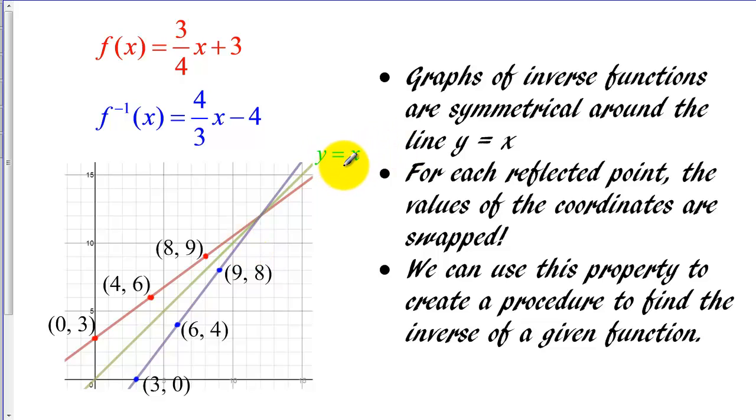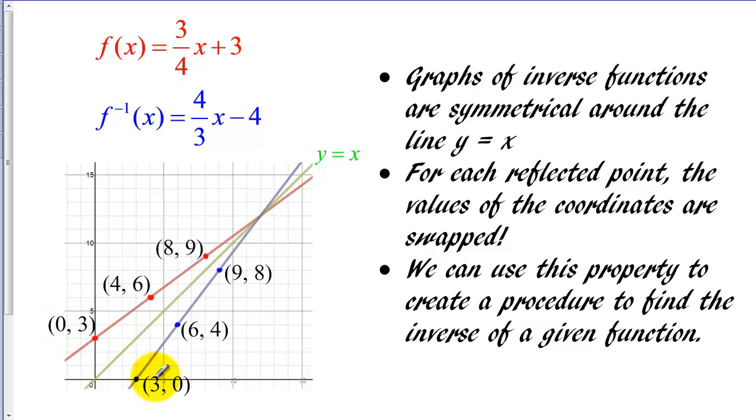One of the things that's true for all inverse functions, if you graph the original function and the inverse, is they are always symmetrical around this oblique line y equals x. Symmetrical again means they are mirror images of each other. So I've selected on each function some points where the coordinates were nice, where they crossed at the intersections, and I've plotted their reflections.